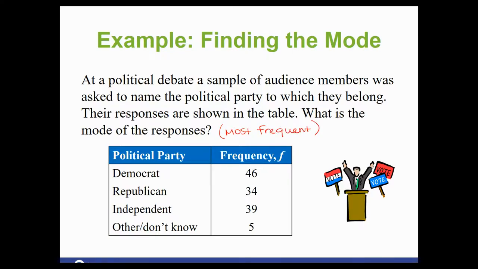So since we have a frequency chart here, the way you're reading this is that Democrats, there were 46 people that selected Democrat. For Republican, there were 34. For Independent, there were 39. And for other, there were 5. So the thing that came up most frequently is the one that has the highest frequency. So we would put our mode as Democrat. It's not the number 46. That's just letting us know how many times it came up. But Democrat would be our mode.